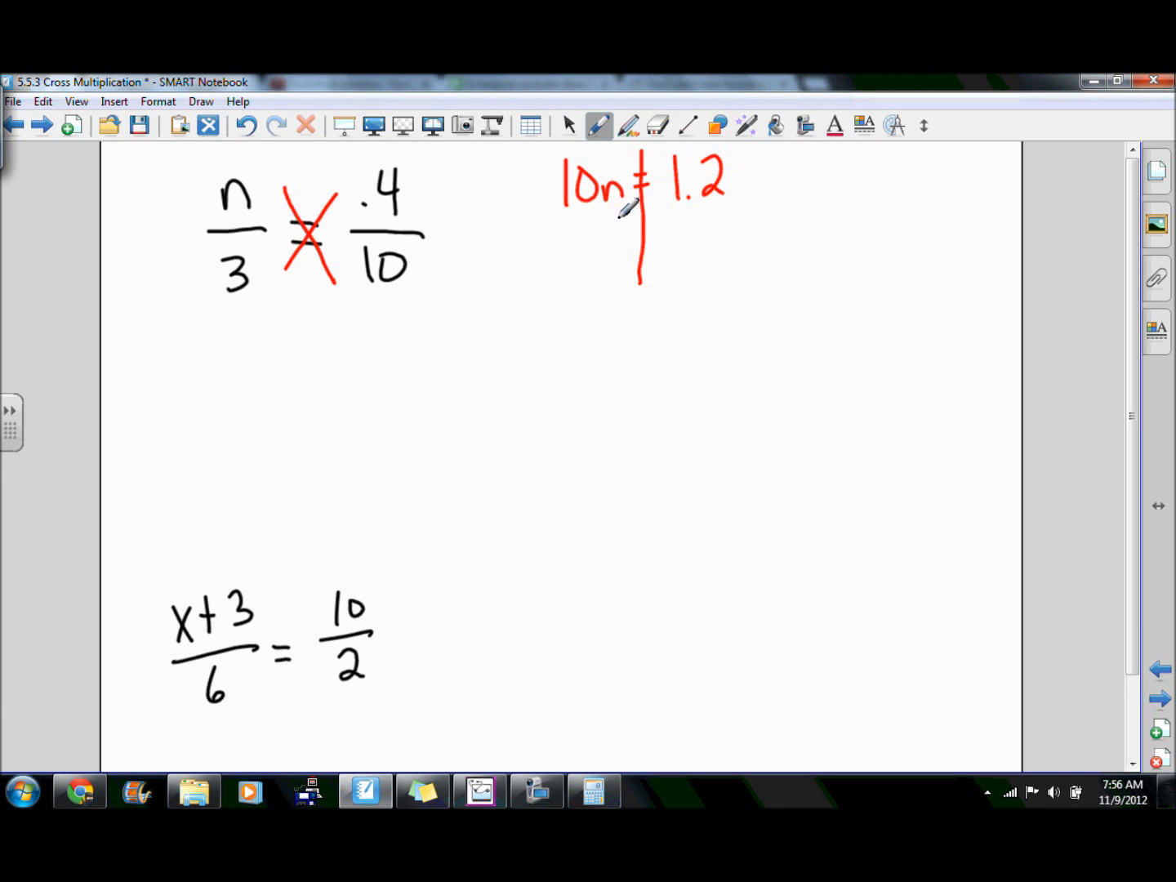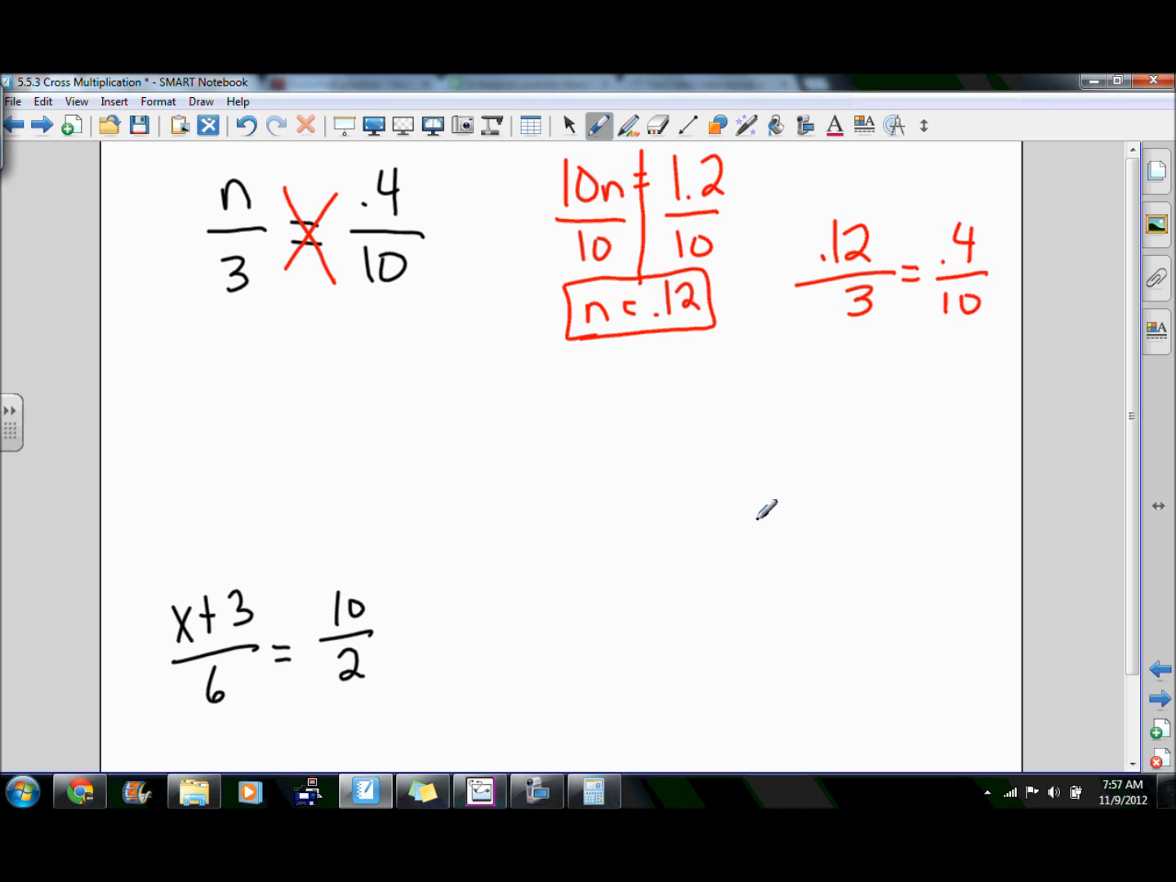And now it's the same as before. We have to divide by 10, except we're going to get a decimal answer. So n equals 0.12. Now, because our answer is really weird, we have to check. So we get 0.12 over 3 is equal to 0.4 divided by 10.